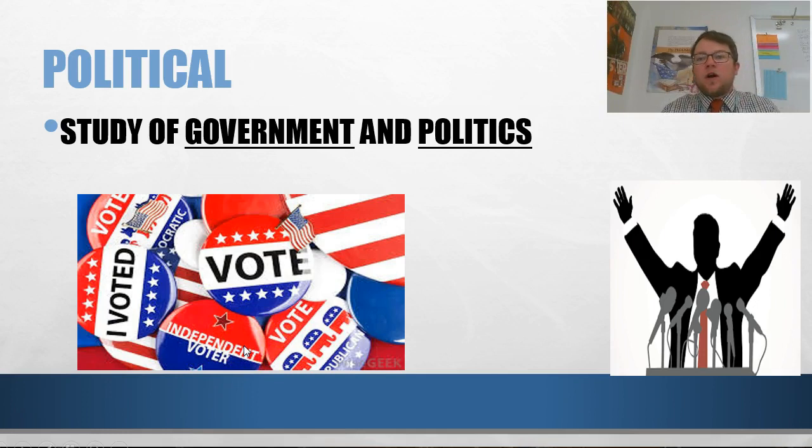So first, again, we're going to jot down the bold and underlined terms that are going to fill in the blank. So political is the study of government and politics. This is what I originally studied in college. I was a political science major. So we would study campaigns. We would study politicians. You might study how a bill becomes a law.